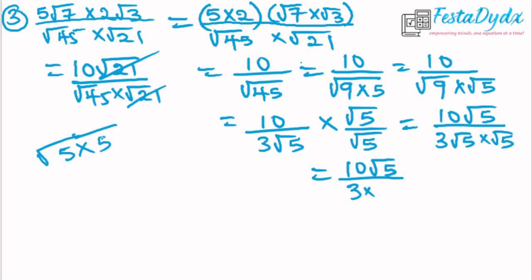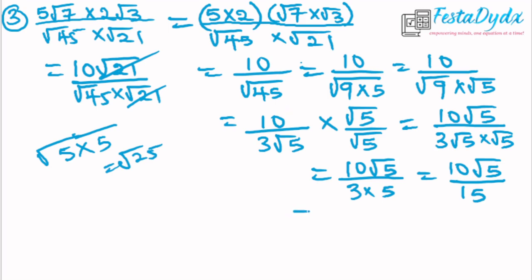5 times 5 is what? 25. Now, what is the square root of 25? The square root of 25 is 5. So we have 3 times 5. Now we are left with 10 root 5 all over 3 times 5 is 15. If you look at this question, you will see that we can break the 10 over 15. We can break it to a simpler number because we have a factor there. 5 can go in the numerator, 5 can also go in the denominator.